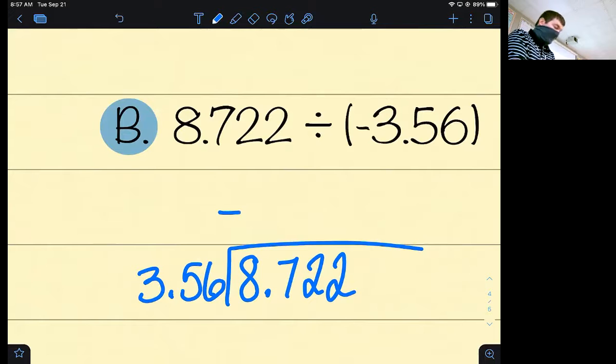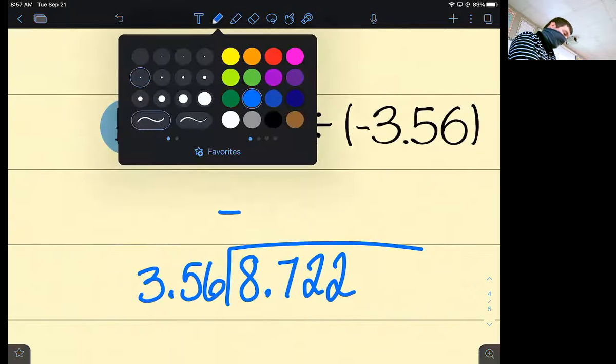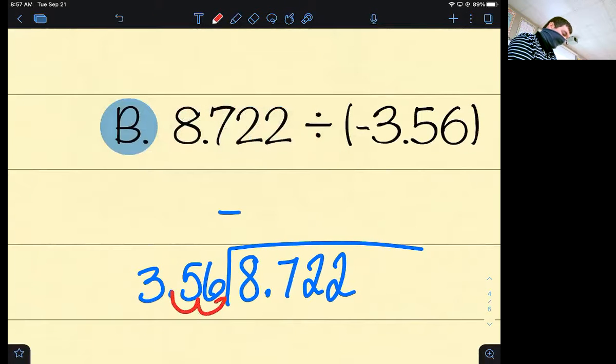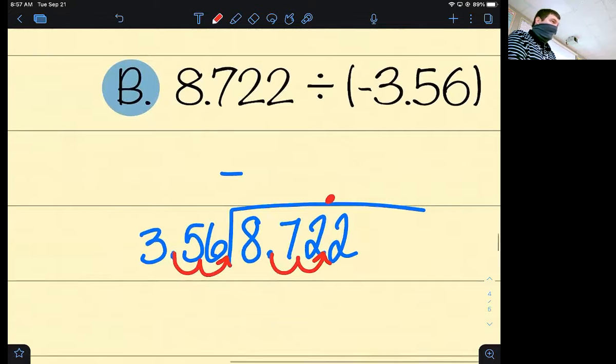How many decimal places does the outside number have? 2. Slide it over twice. That means I need to slide the inside decimal point how many times? Twice. Right between those 2's, float it up to the top. Now, this one's not going to be really fun to do. 356, sheesh. It doesn't go into 8. Doesn't go into 87. How many times will it go into 872 if you had to guess?